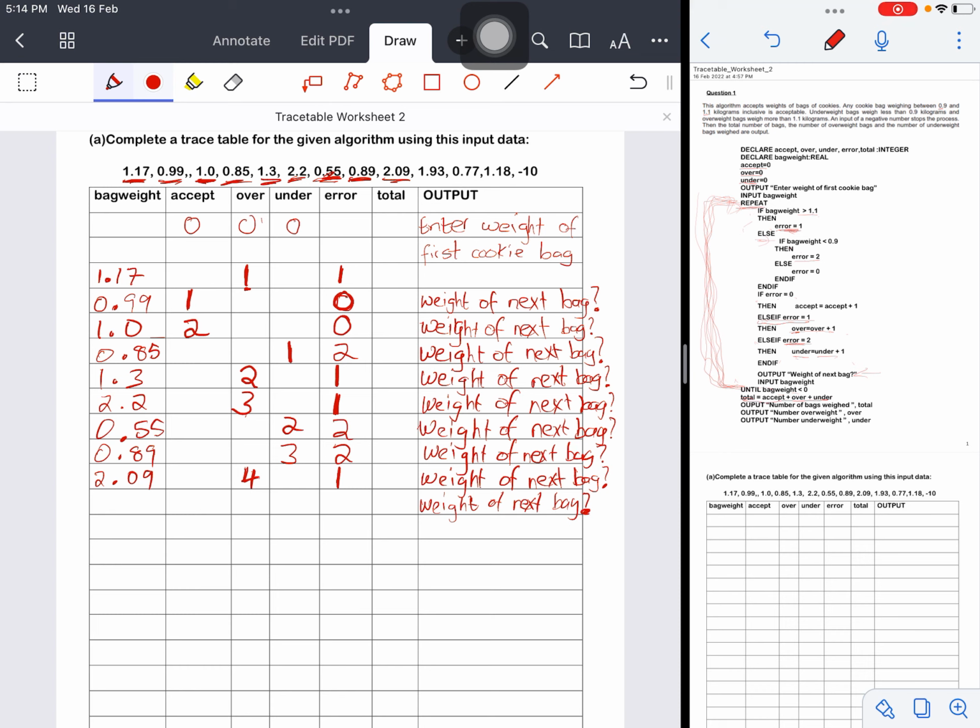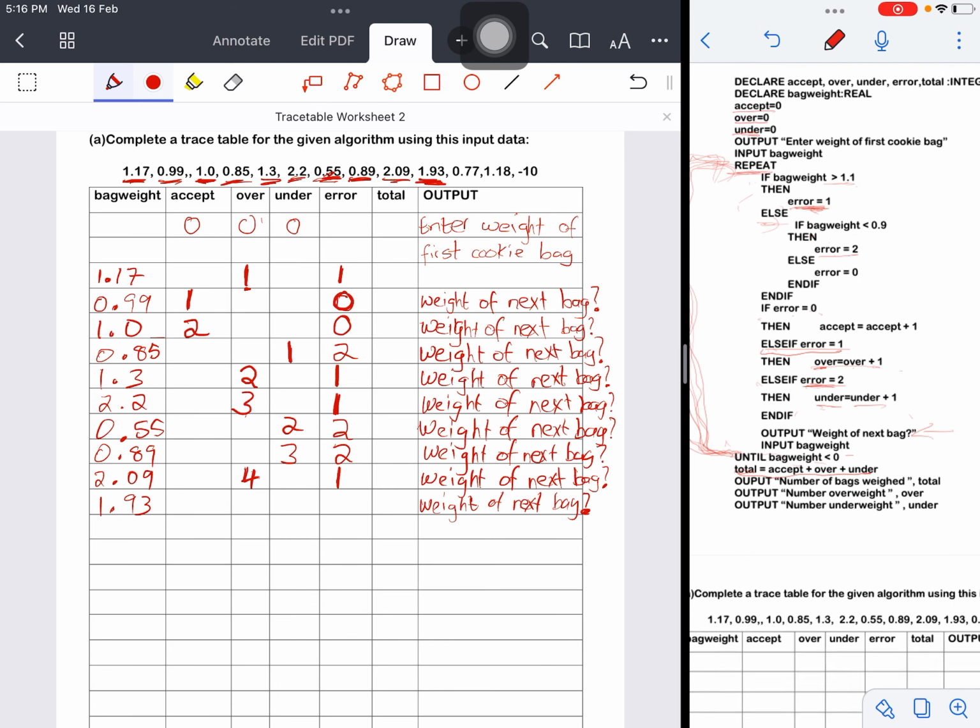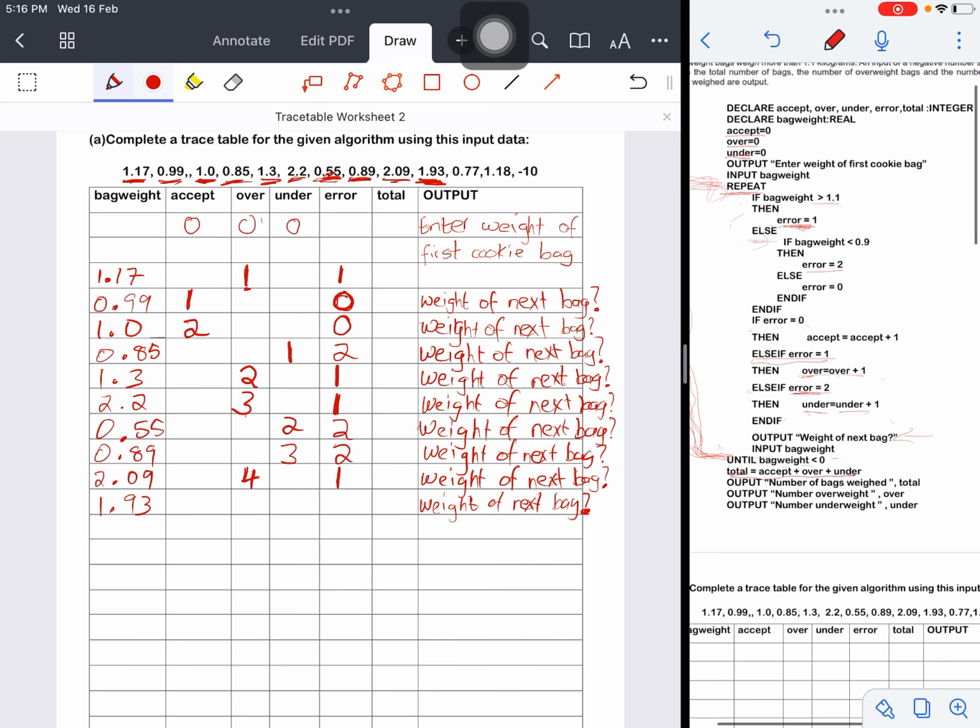is question mark there. Then we input the next value, which is 1.93. Sorry, it's 1.93 there. So make sure that you read the number correctly. Then we go back there because the bag weight is still not less than zero. Let me zoom in a bit so you can see. Until bag weight is less than zero. It's still 1.93, so we go back up and repeat.